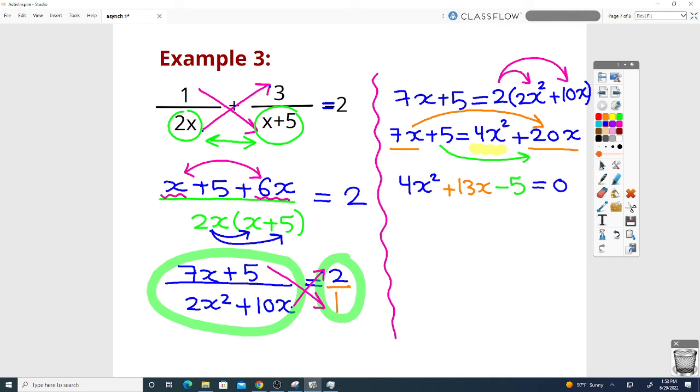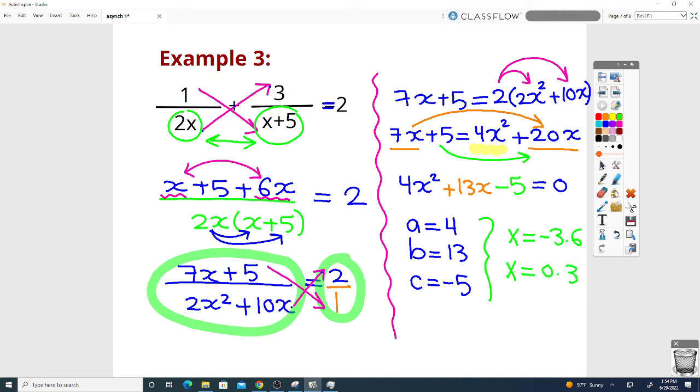This is a quadratic equation where I have a equals to 4, b is equal to 13, and c is equal to negative 5. And if you plug all of these numbers into your calculator, or you can use the quadratic formula, you're going to get the values for x. X is going to be equal to negative 3.6, and the other value is going to be positive 0.3. So these are the two values of x that would satisfy this equation.